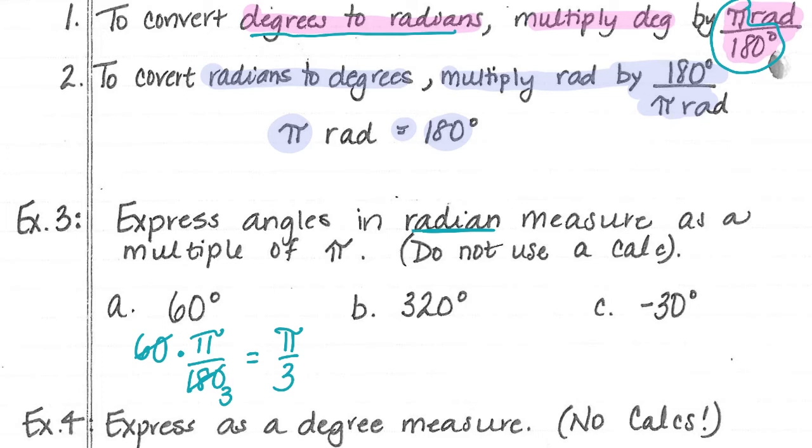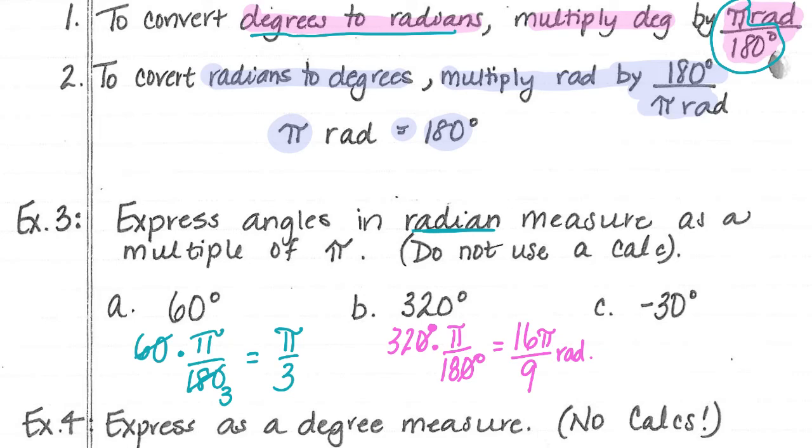To convert from 320 degrees to radians, I'm going to show the degree so you see that these degrees cancel out. That's why we have the degree on the bottom. So this all cancels out. Well, 32 and 18 can reduce to 16 pi over 9 radians.